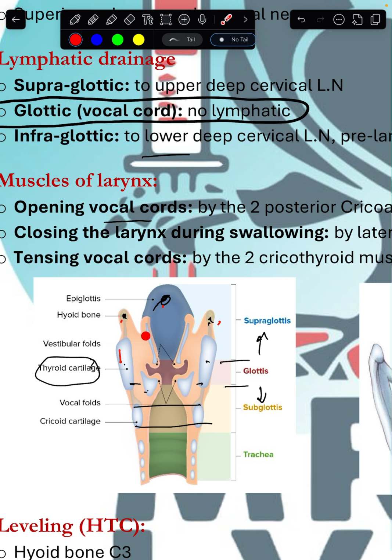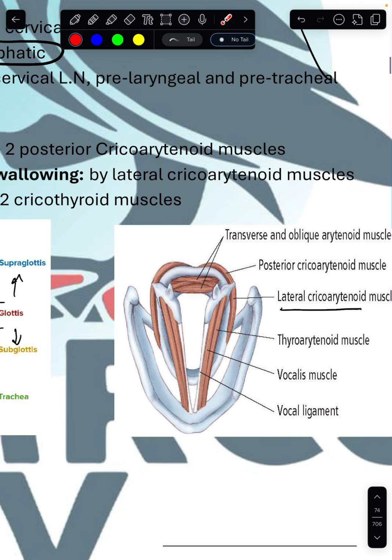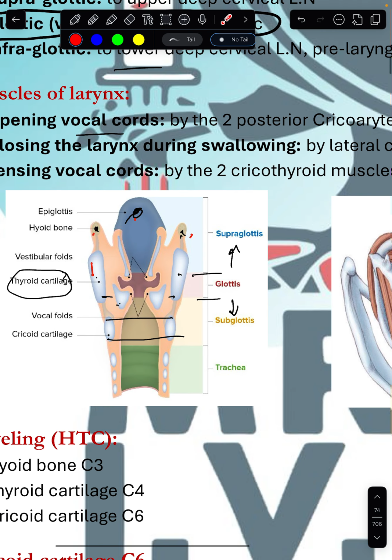Epiglottis, thyroid, lesser. This is thyroid cartilage. These are the vocal cords in between the thyroid cartilage. These are called arytenoids. This is cricoid cartilage, epiglottic folds, arytenoid cartilage. Now you can see this is the arytenoid cartilage.